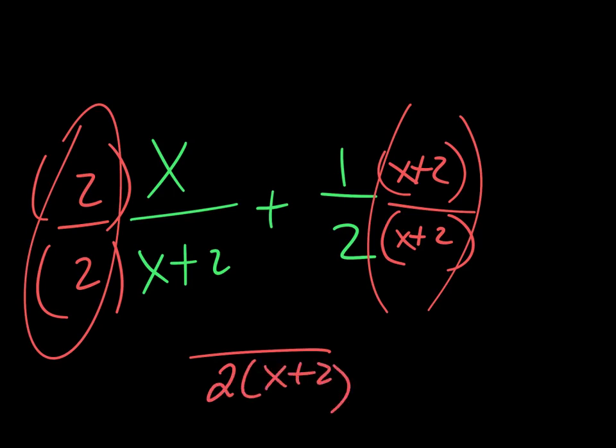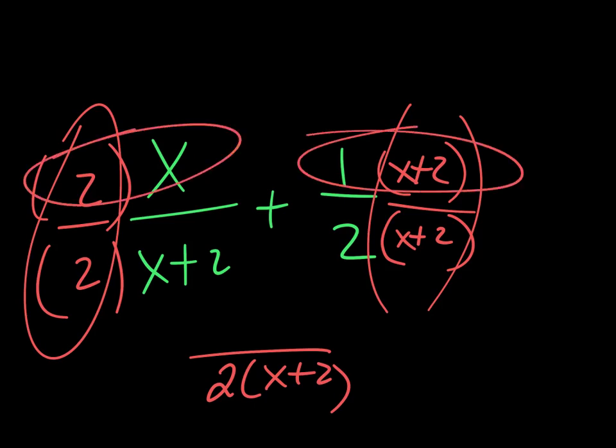Because if you can factor it, you should. But is that just because I really like factoring? No. It's because things will cancel. So I got 2x here, and I got x plus 2 there, and I can combine things that are alike.